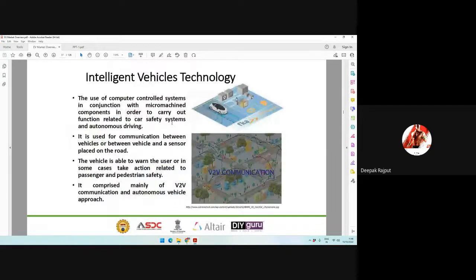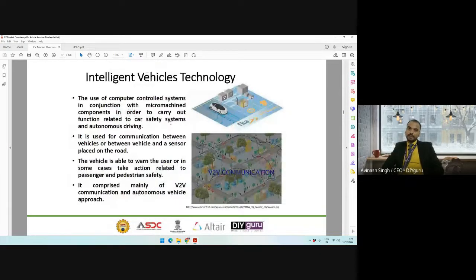So we were just talking about the communication point, how this communication happens between vehicle to vehicle. We were talking about how someone in the US can also disable your vehicle, maybe a Tesla vehicle, sitting all the way from the US.